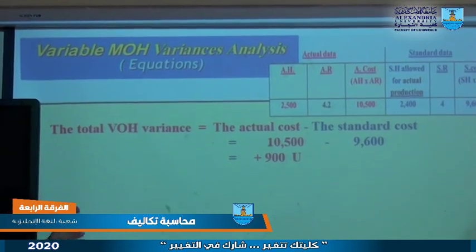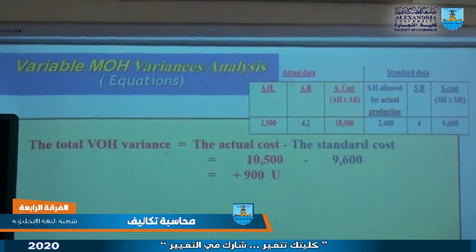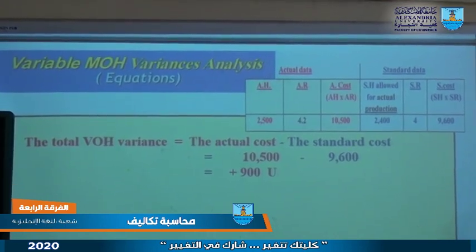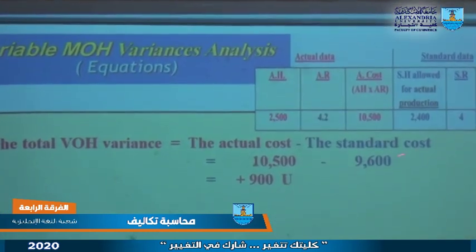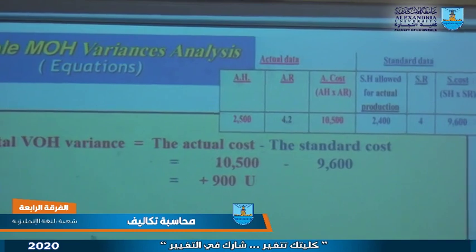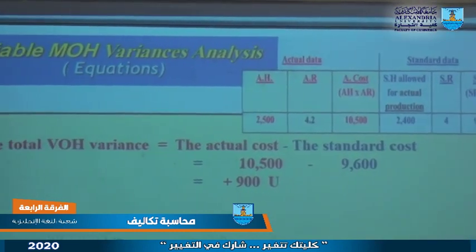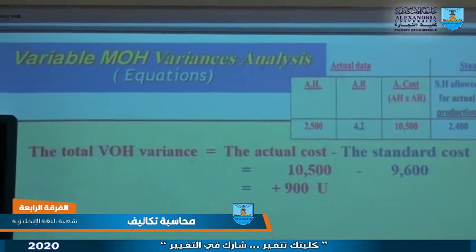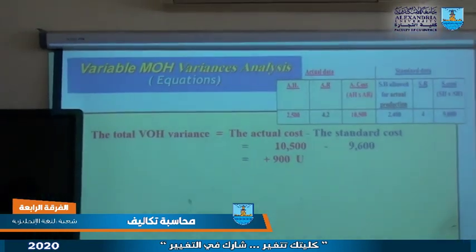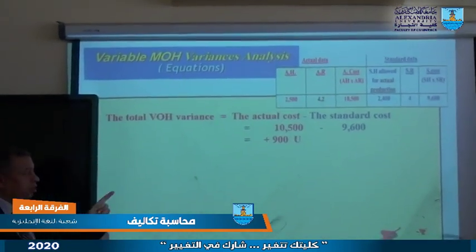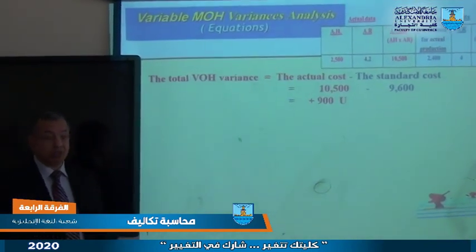I told you in the performance report I already have the total variance, but here you have to calculate it firstly. The total variance is the difference between actual cost and standard cost. Here I have positive 900, which will equal 900 unfavorable, don't forget, unfavorable. After calculating the total, I can classify the total into two parts: the first one, efficiency, and the second, spending, if you remember.